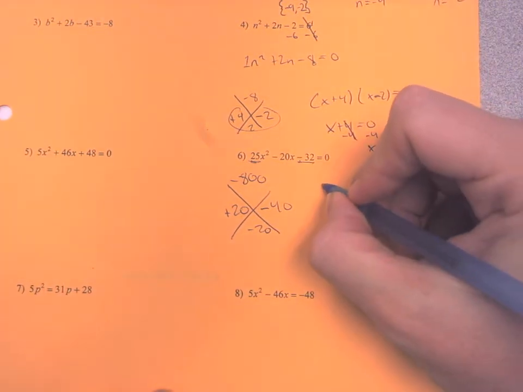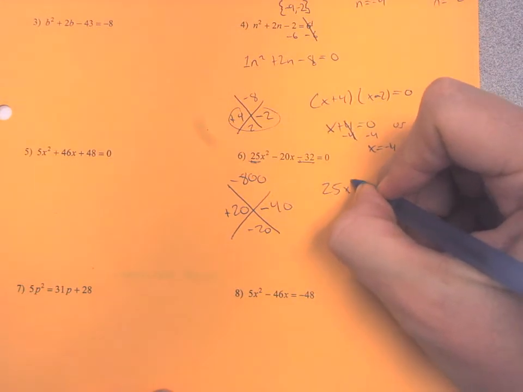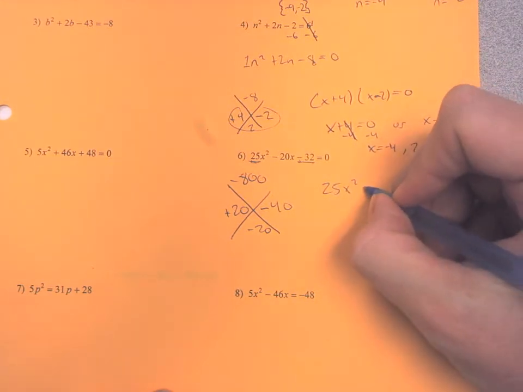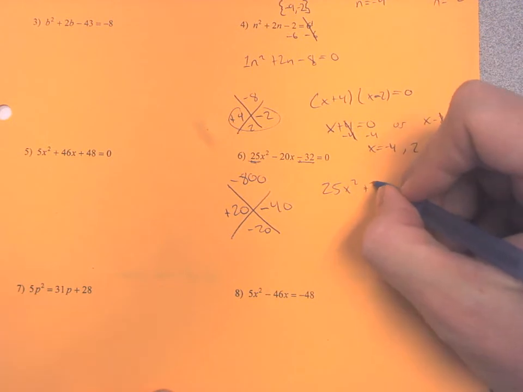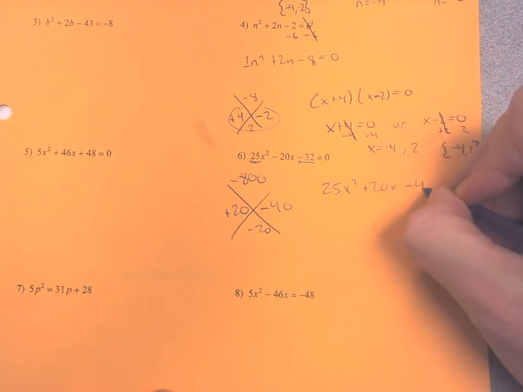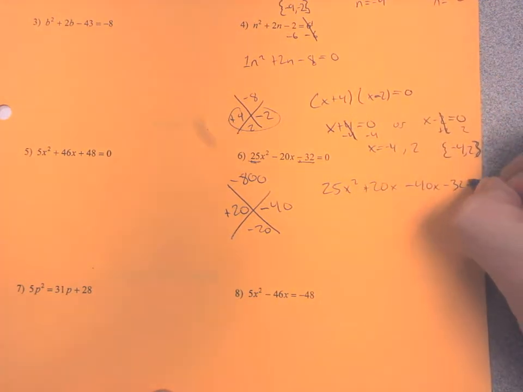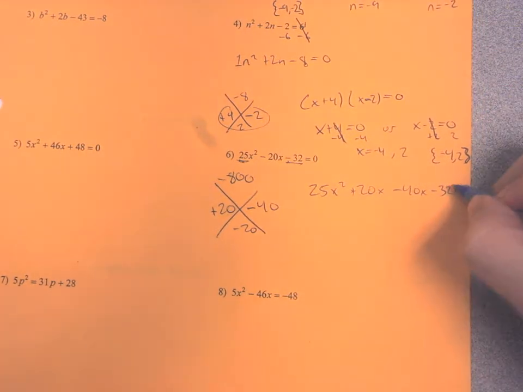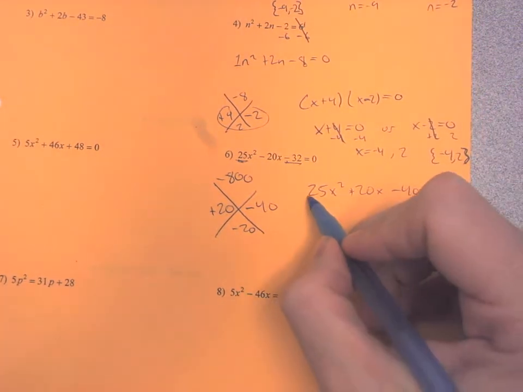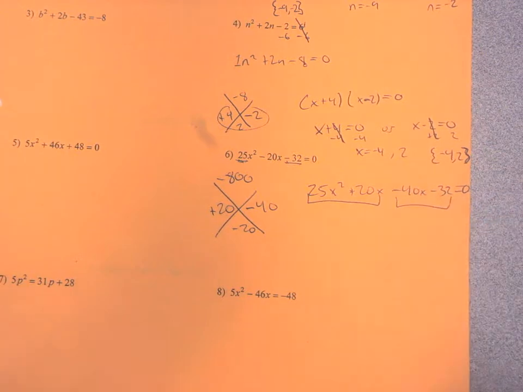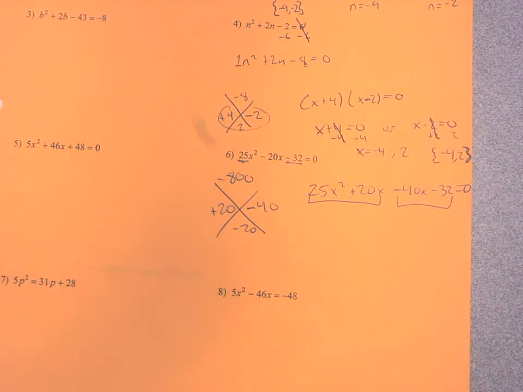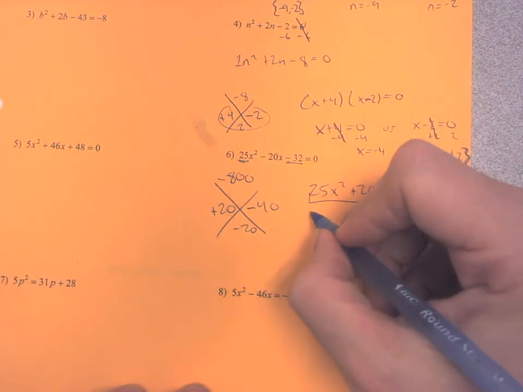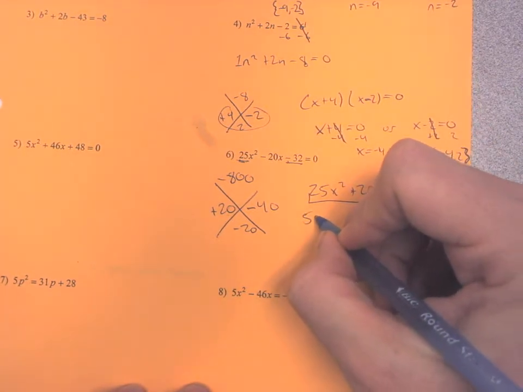All right, so from there, what we're going to do is we're going to split the middle term. Let's see, let's go plus 20x minus 40x minus 32. Don't forget the equals 0 because this is an equation now. And now one of the options here is factoring by grouping. I showed you guys a shortcut yesterday. I think based on what I saw, most people are more comfortable with the grouping method. So let's go ahead and do that.